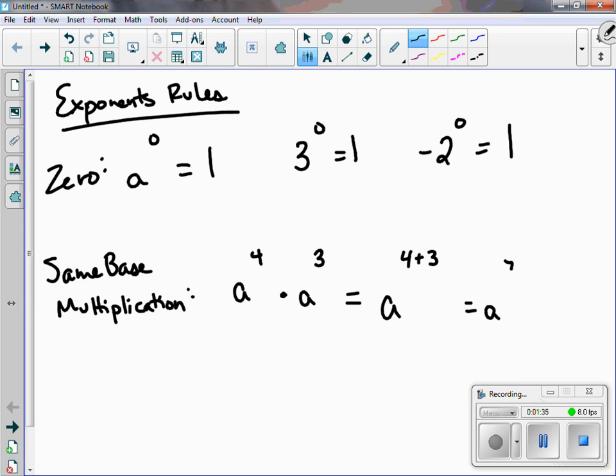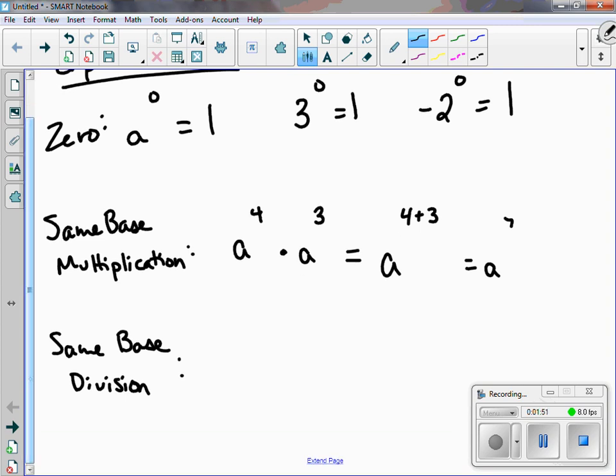If you were to have division, so same base division, so with multiplication, we added. With division, we subtract. So if I have a to the 5th divided by a cubed, I'm realistically going to have a to the 5 minus 3 to give me a to the 2nd.